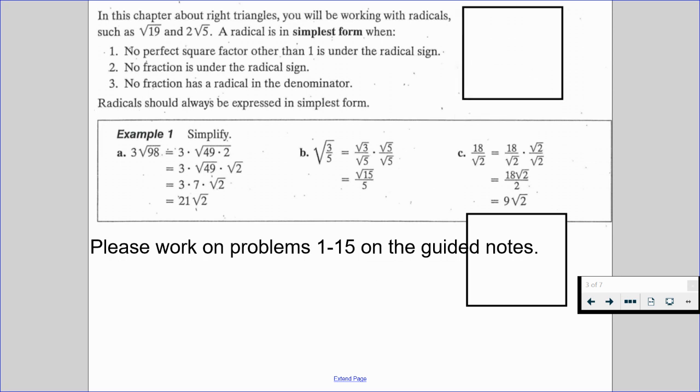With that in mind, let me move this. Please work on problems 1 through 15 on the guide and notes and resume when you're ready to move forward.